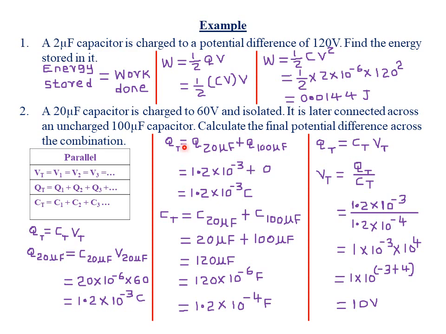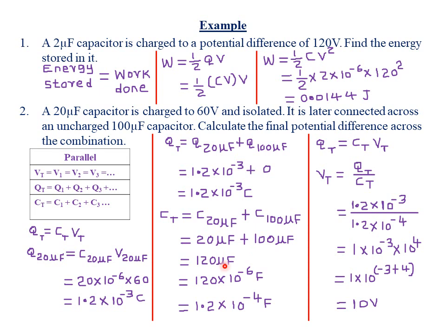Then we said that for any parallel arrangement, if you want to find the total capacitance, you simply add the capacitances of the individual capacitors. Because in this case we only have two capacitors, the 20 microfarad capacitor and the 100 microfarad capacitor, C total will be equal to the capacitance of the 20 microfarad capacitor plus the capacitance of the 100 microfarad capacitor, which is 20 microfarad plus 100 microfarad, giving us 120 microfarad.